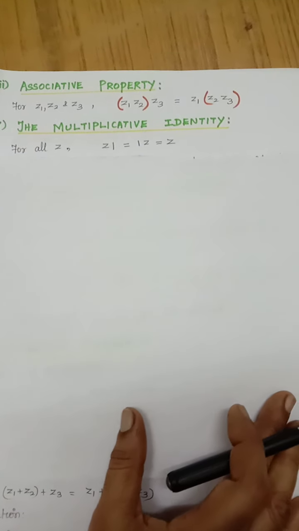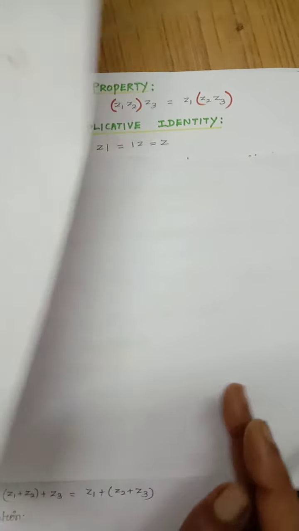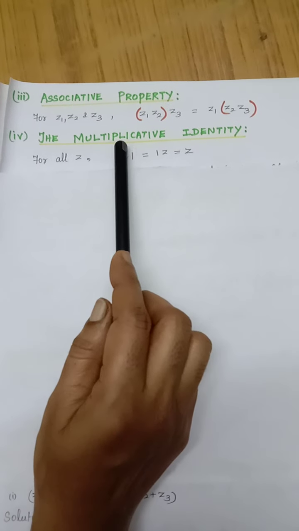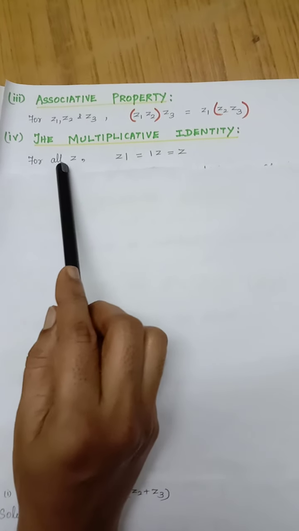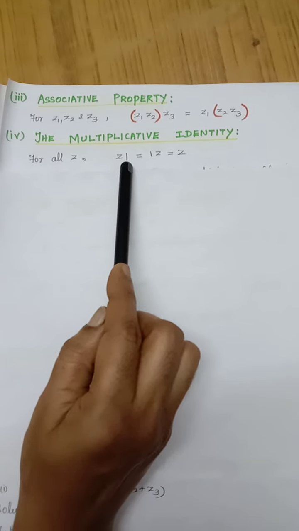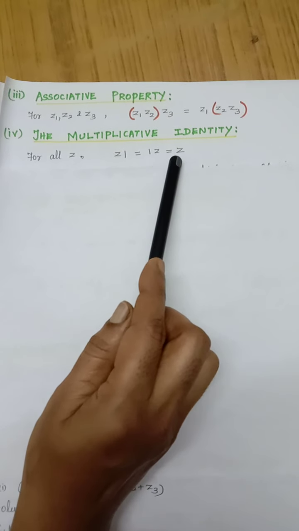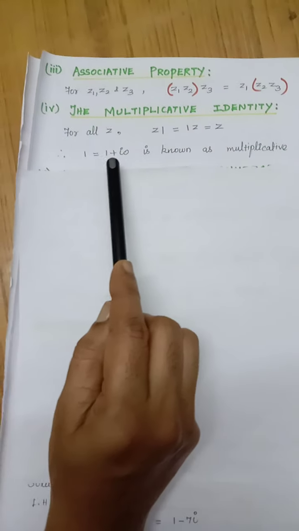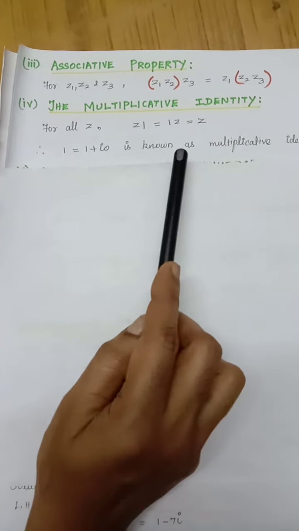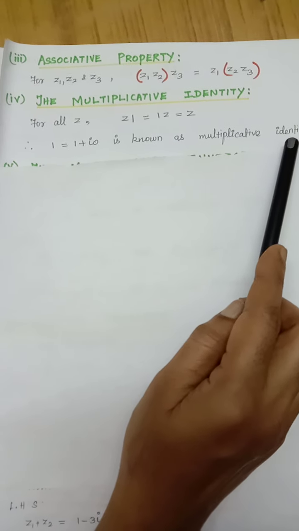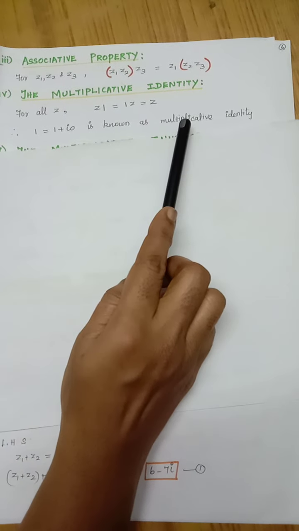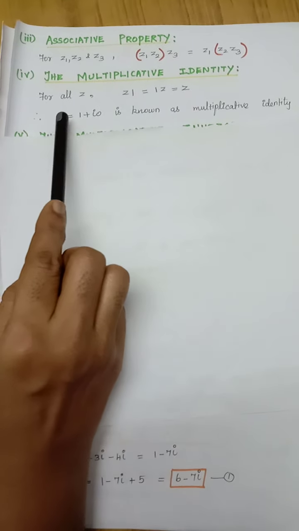The next one, multiplicative identity. Just before, we have seen the additive identity: 0 is called the additive identity. Now we are going to see the multiplicative identity. For all z, z into 1 is equal to 1 into z is equal to z. The complex number 1, which can be written as 1 plus i0, is known as the multiplicative identity. So the additive identity is 0, whereas the multiplicative identity is 1.